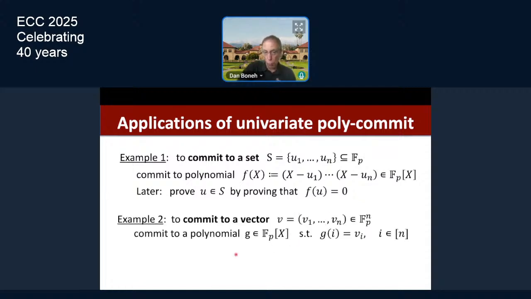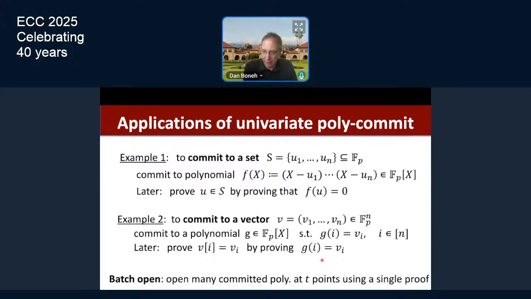If I want to commit to a vector, what I'll do is I'll interpolate a polynomial that satisfies g of i is equal to v_i. I'll just commit to this polynomial, and later when I want to open one particular element in the set, I can just prove to you that the polynomial evaluates to v_i at the point i. Yeah, so trivially, from polynomial commitments, we get commitments to sets and commitments to vectors.